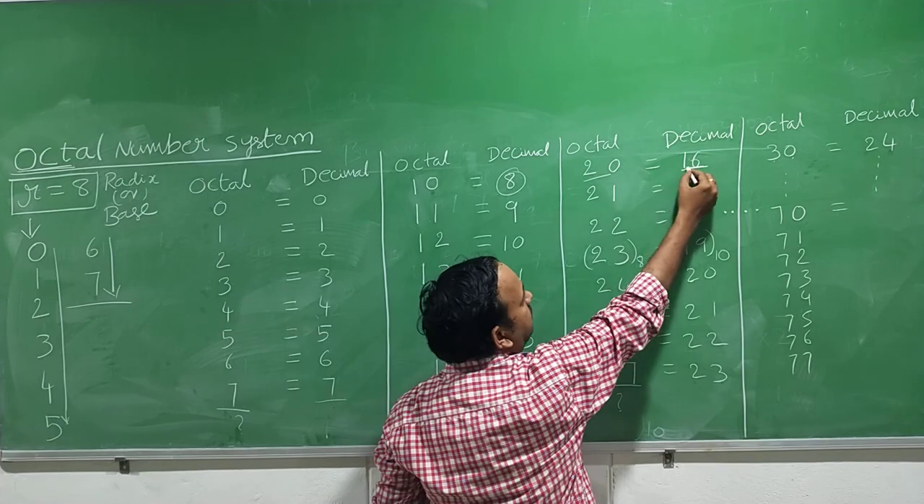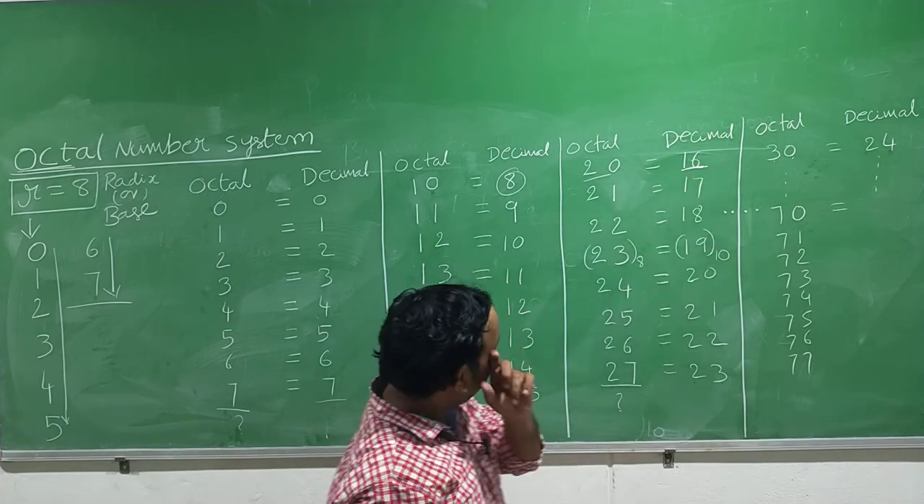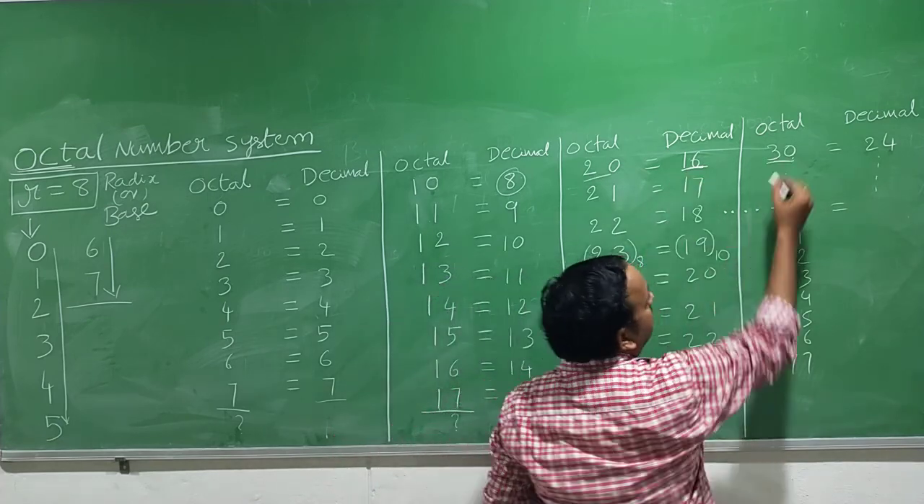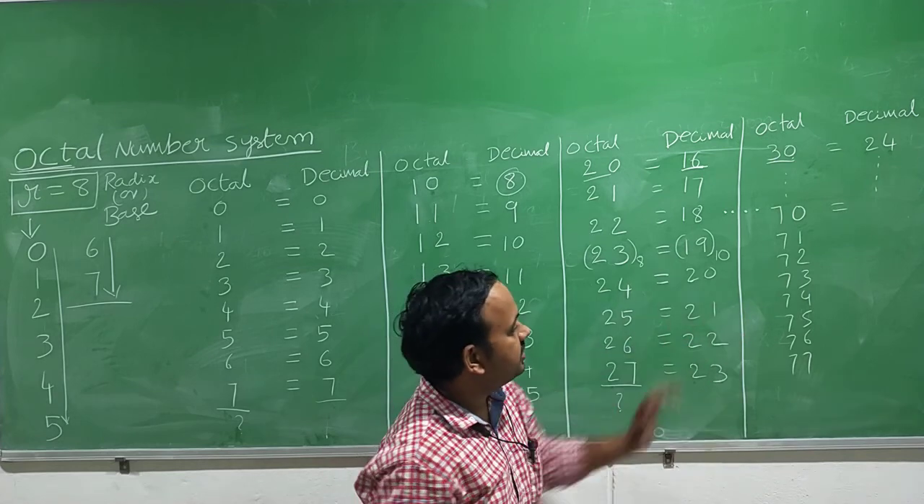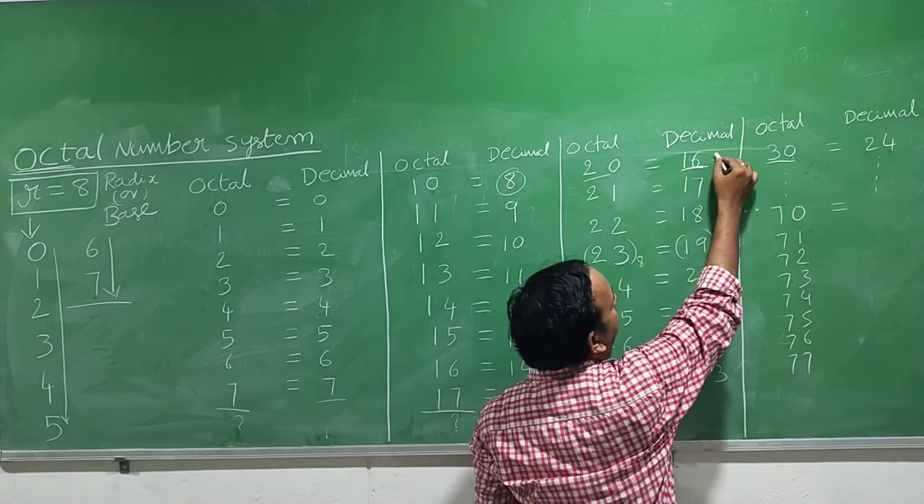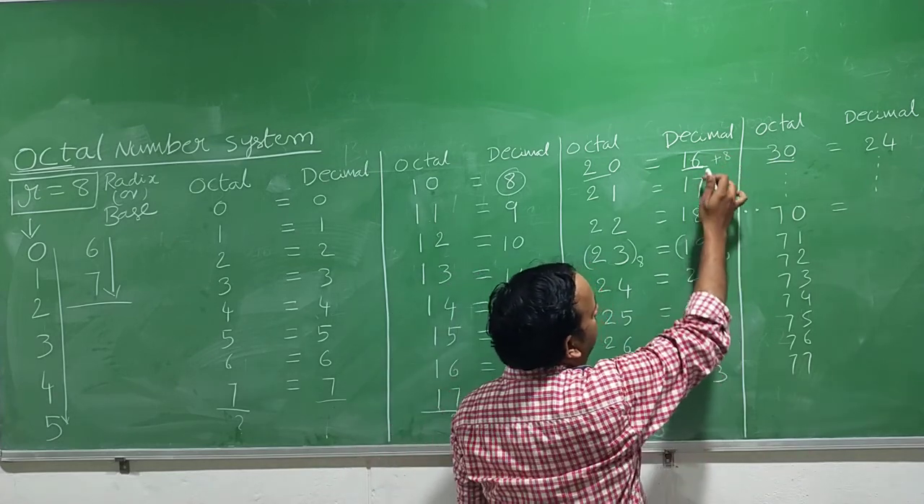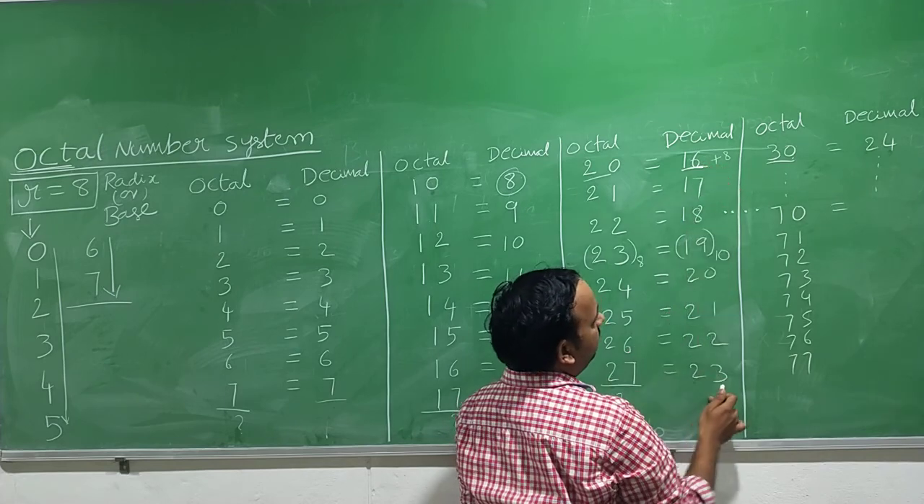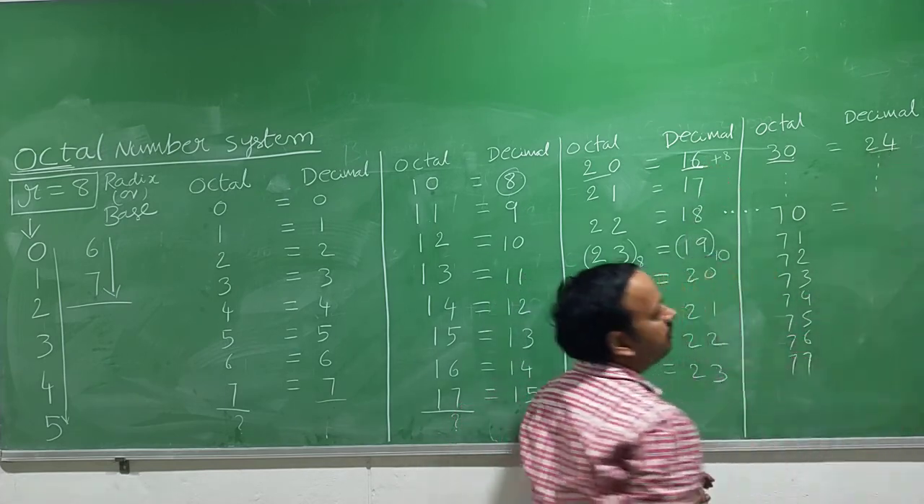So for 20 it is 16. Okay, so the next number is 30. How will you get the next sequence? Again you add 8 here. That means after 16 you need to add 8 more, then you will get 24.